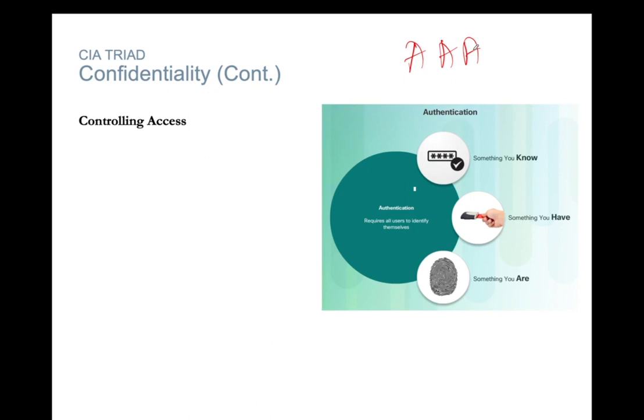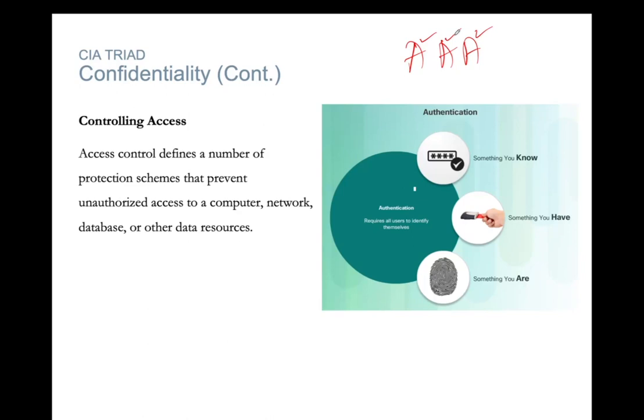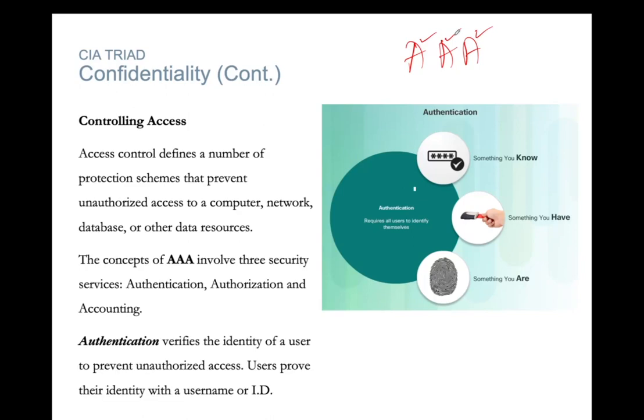The concept of AAA involves three security services. The first service is authentication, the second is authorization, and the third is accounting. These services provide the primary framework to control access.